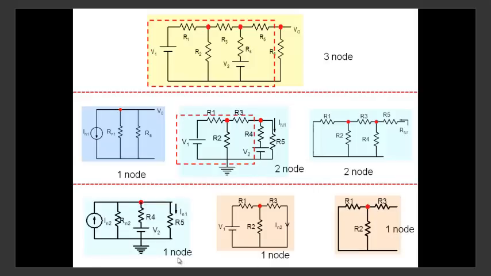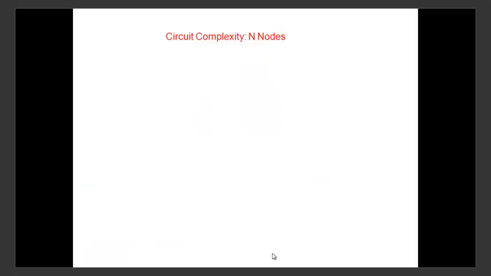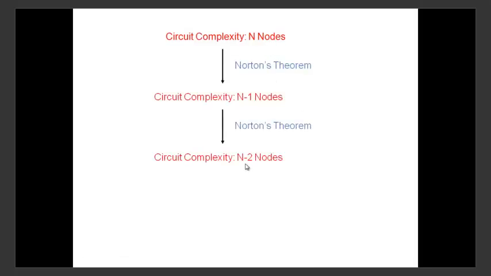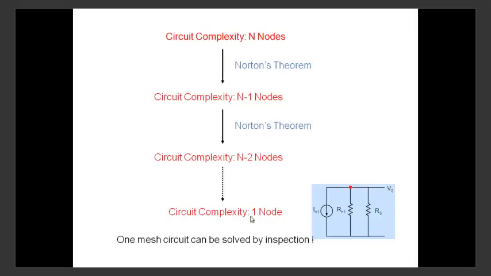So every time you apply Norton's theorem, effectively what you're left with is a problem of complexity n-1. If n is the complexity of the problem here, you're left with n-1 complexity here. And once more, then n-2 and n-3 and so on. Eventually, if you keep on applying it, you don't have to solve one mesh, but a 1-node circuit. You'll be left with several 1-node circuits, but each one of them you can solve by simply looking at the circuit and writing down the answer.